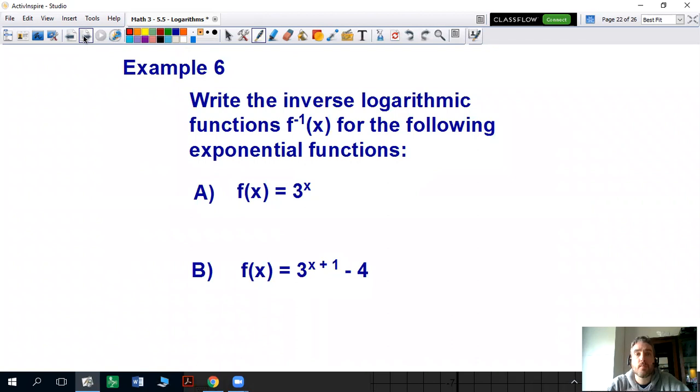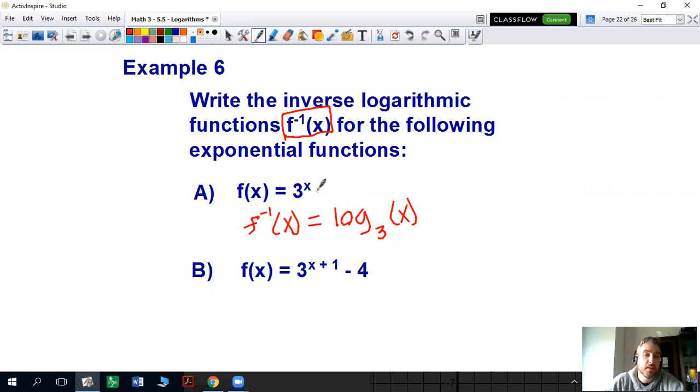So let's do an example. Let's write the inverse functions. If we want to do the inverse function, notated f negative 1 of x, if you don't have any movement, so if you have 3 to the x power, its inverse is going to be log base 3 of x. We don't have to do anything with adding, subtracting, or any numbers inside or outside because there is none being done there. Let's check that on the graph.